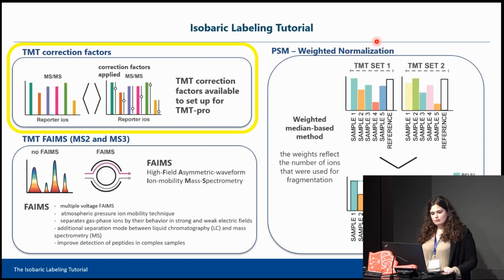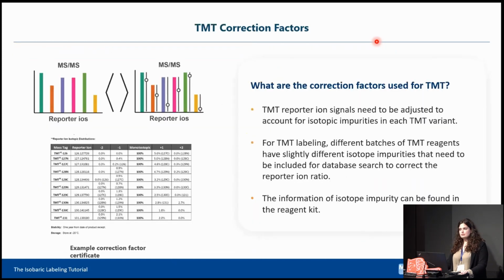So let's start with the TMT correction. As I said, Christoph already introduced you the theory behind the concept. When you have your reagent kit, you also receive with it the reagent batch information, so you have the correction factor that you have to apply for the kit that you have. This correction factor is exactly the adjustment that you apply to your reporter ions for removing one of the disadvantages of isobaric labeling, like the isotopic impurities.